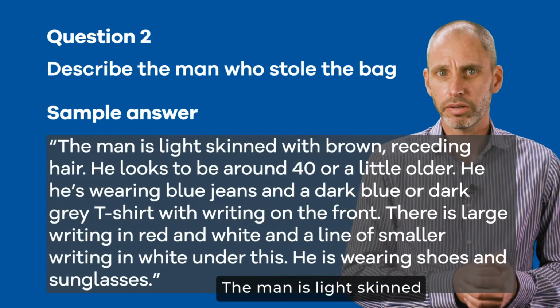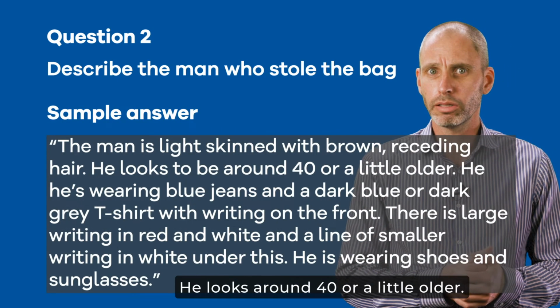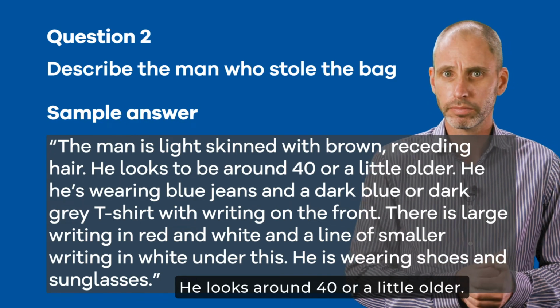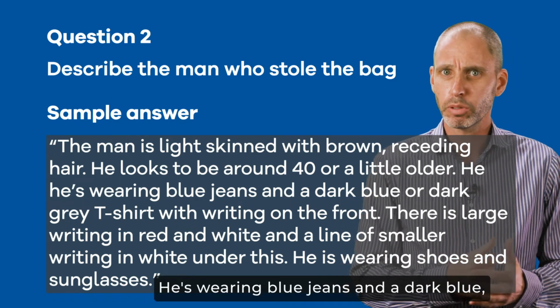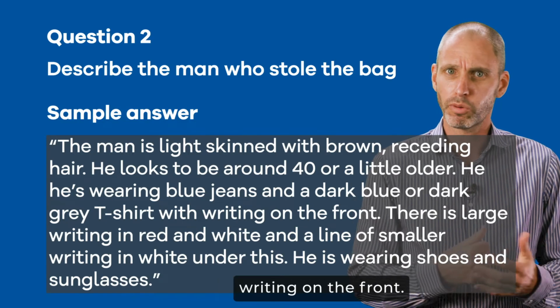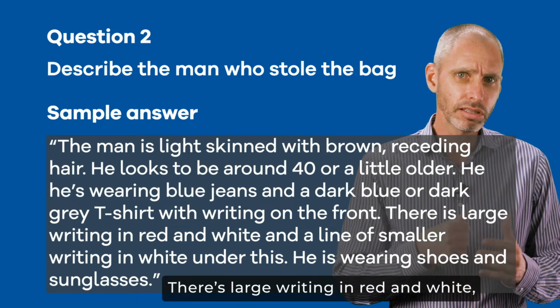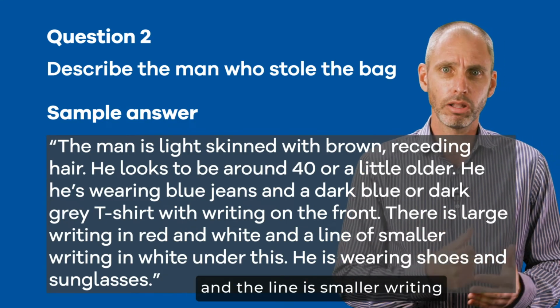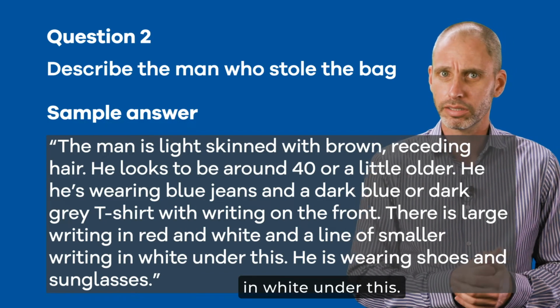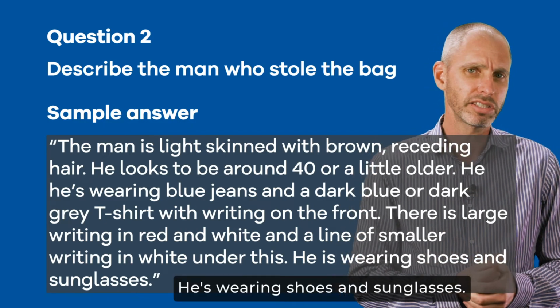The man's light-skinned with brown receding hair. He looks to be around 40 or a little older. He's wearing blue jeans and a dark blue or dark grey t-shirt with writing on the front. There's large writing in red and white and a line with smaller writing in white under this. He's wearing shoes and sunglasses.